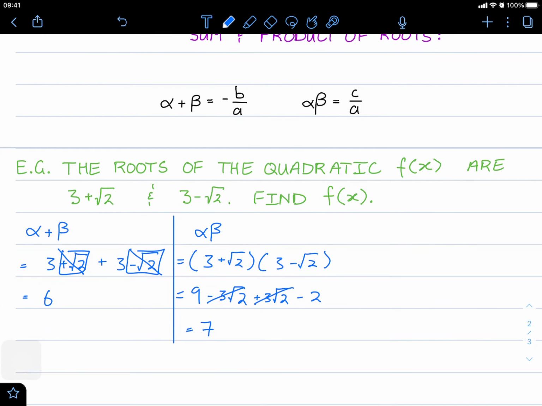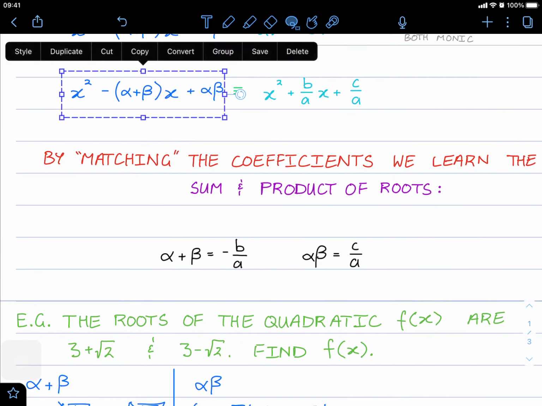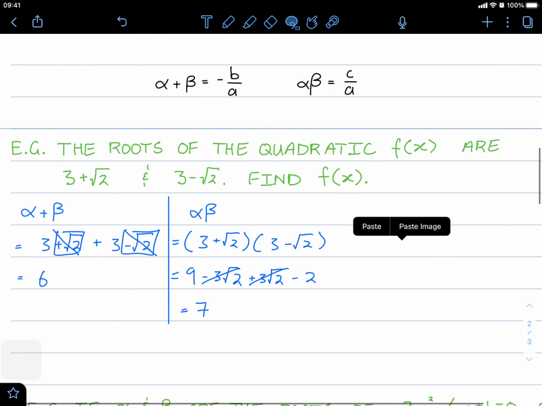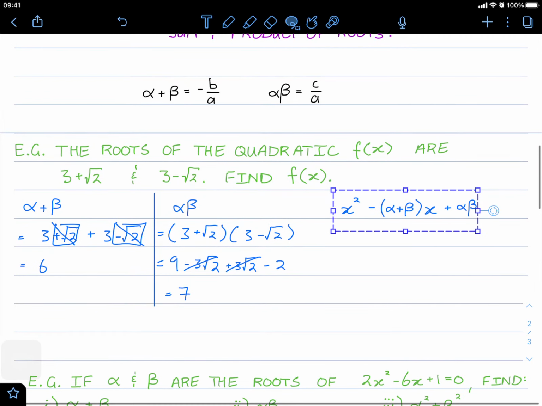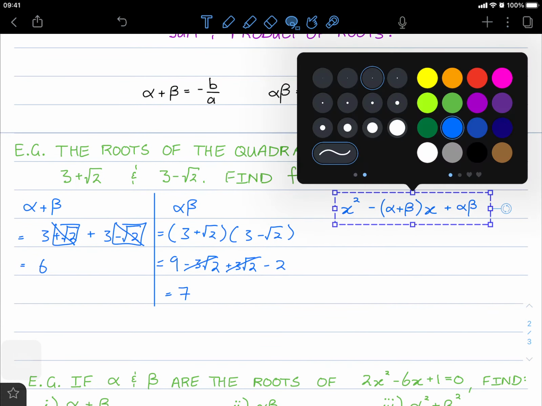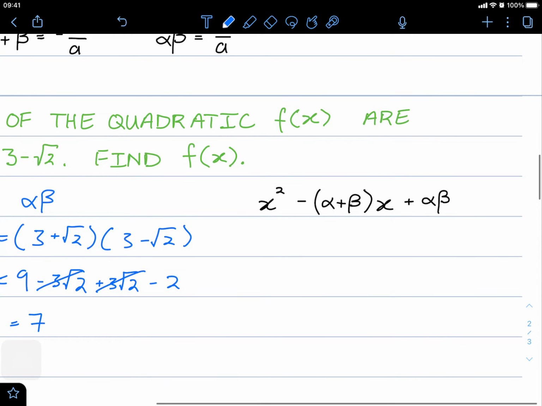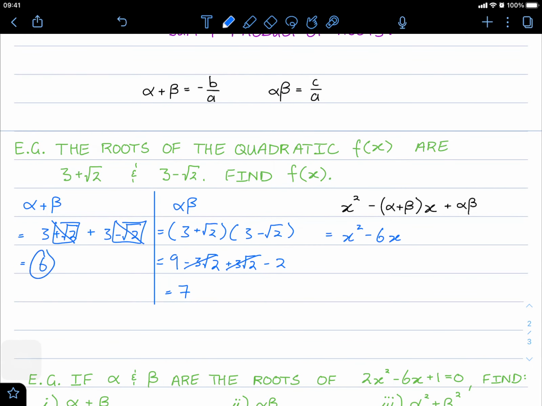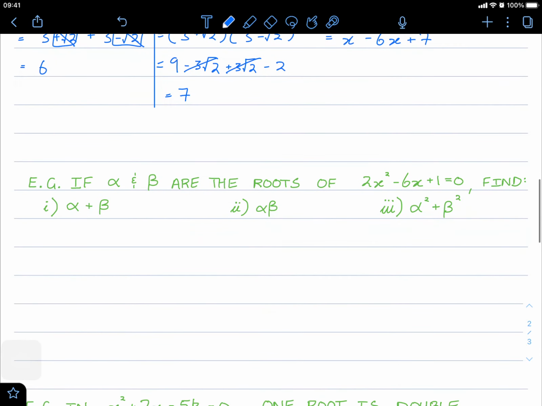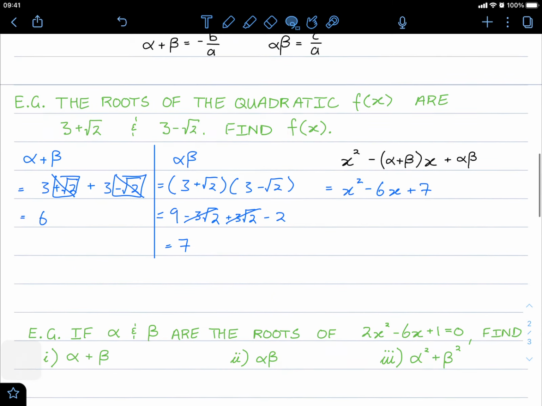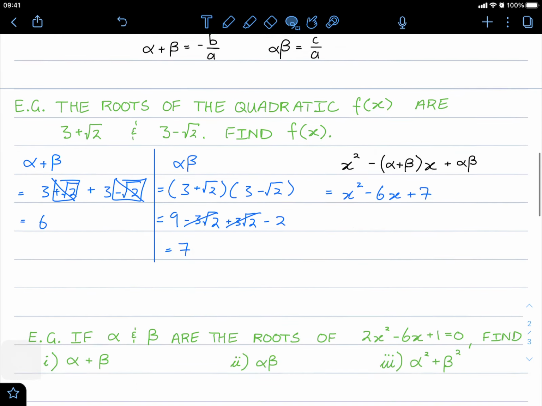So now using these two values from this expression, we have now easily found the values of b and c. So using this, we get x squared minus 6x, because that's what alpha plus beta is, plus 7. And that there is the function f of x. So let's move on to the next example, where we use the sum and product of roots. Let's copy this so that we're not scrolling up and down.